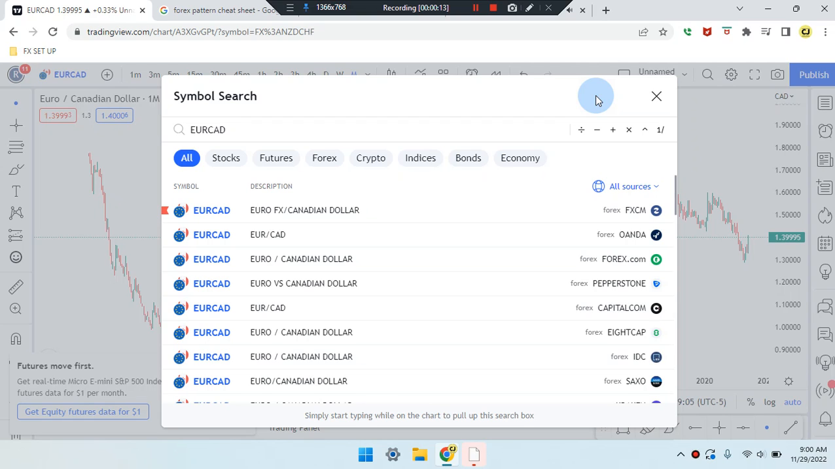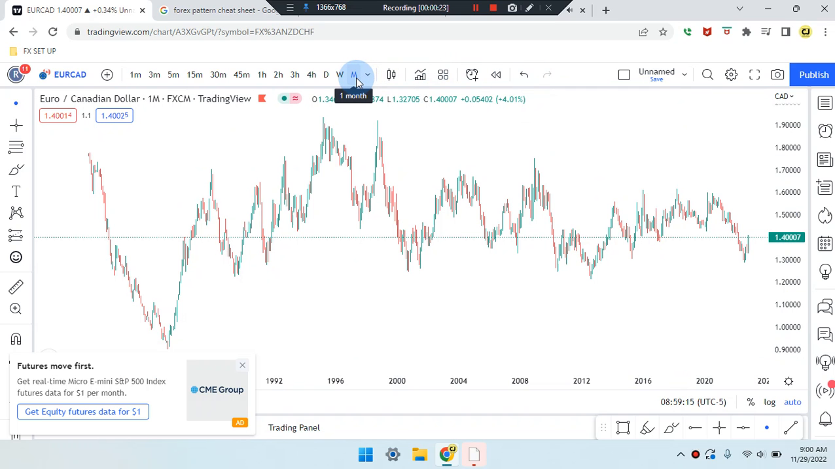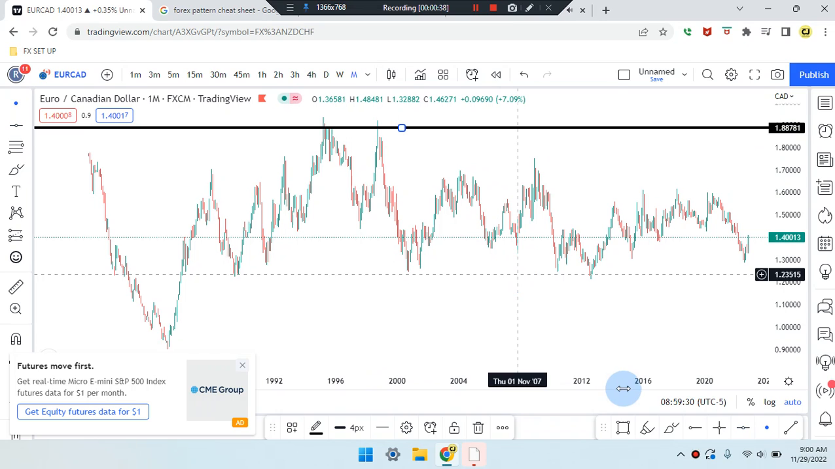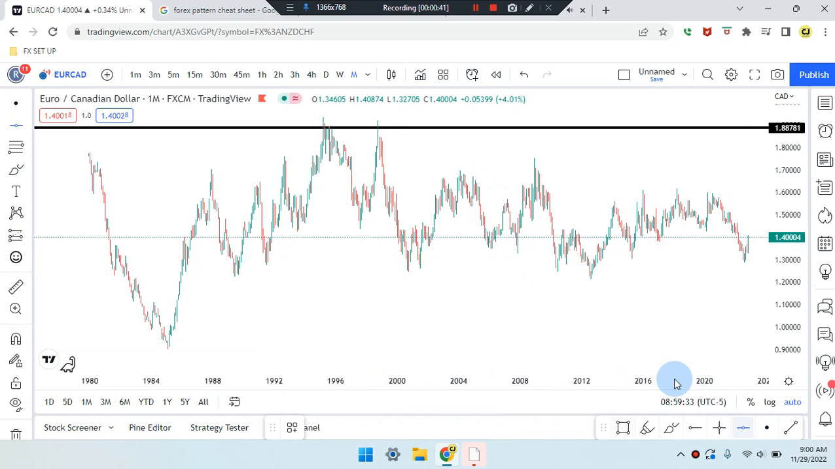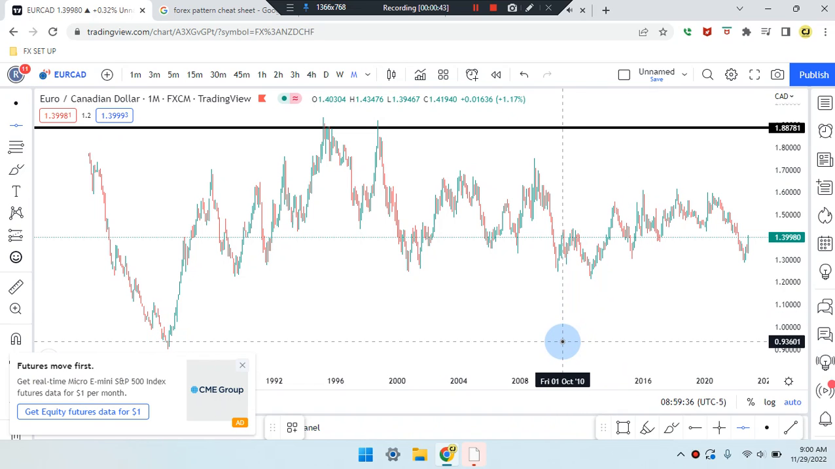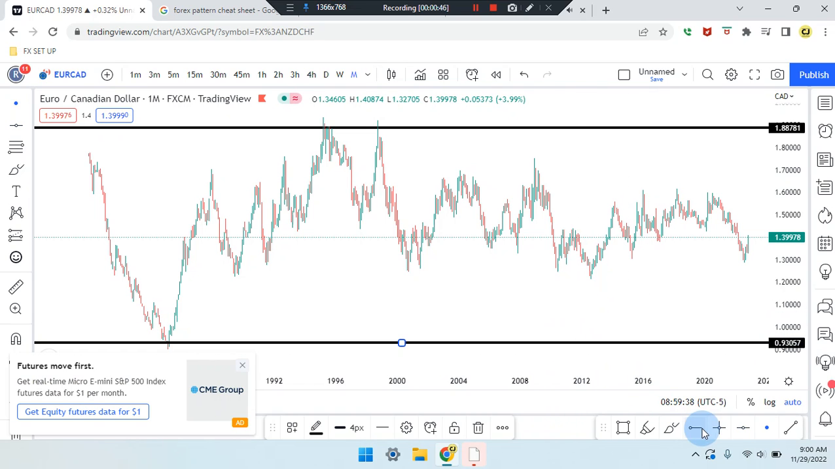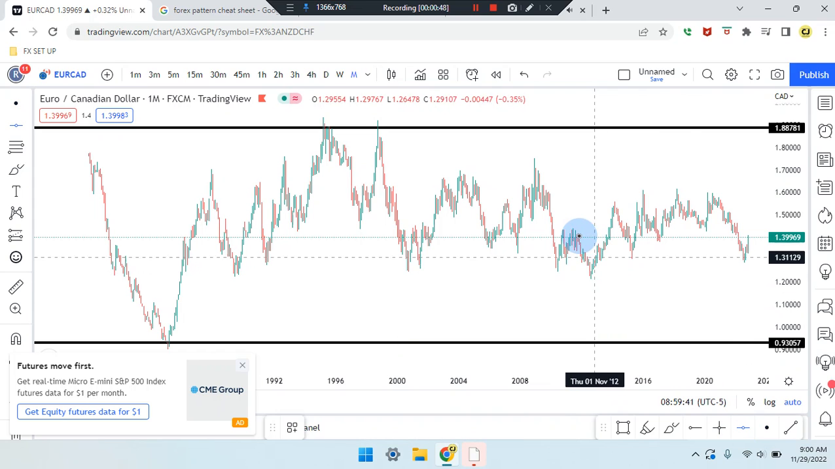Okay, everyone, this is Cam Jones, FX Daily Analysis, and we are marking up EUR CAD. We are on the monthly time frame. Last candle to the right hand side is a bullish green candle. We do have price action overall, higher highs. Price action overall, lower lows.